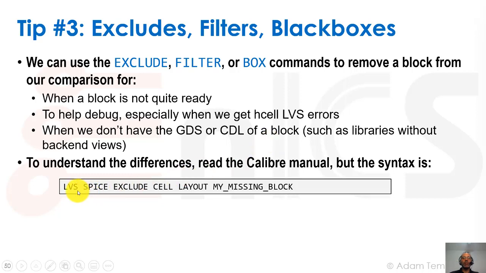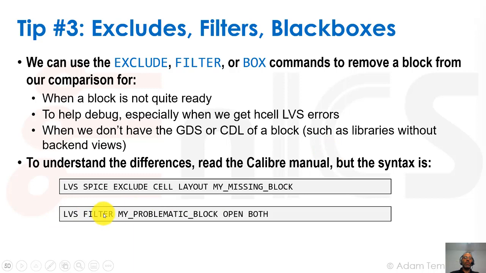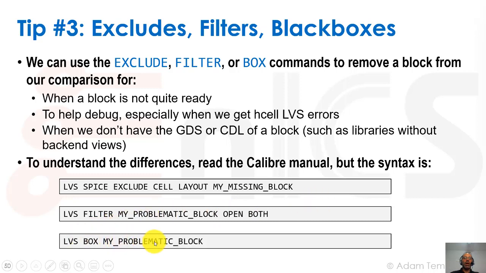If we want to exclude, we do something like LVS spice exclude cell layout my missing block. It should remove it from the extracted netlist. Okay, LVS filter my problematic block open both. We can use open or short here. It will filter a certain block, and it will either cause all the pins to be open circuits or short between them. And LVS box my problematic block will basically cause this to be a black box. It will connect the pin connectivity, but won't dive down inside the block itself.